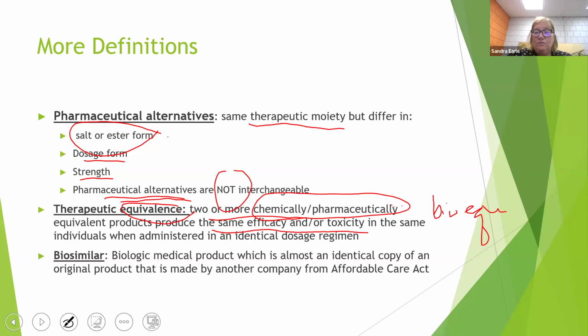Biosimilar, this is becoming more important as we have drug shortages. This is a biologic medical product, which is almost an identical copy of an original product that's made by another company. And this is from the Affordable Care Act. Well, what do you mean almost? Almost an identical copy. What does that mean?